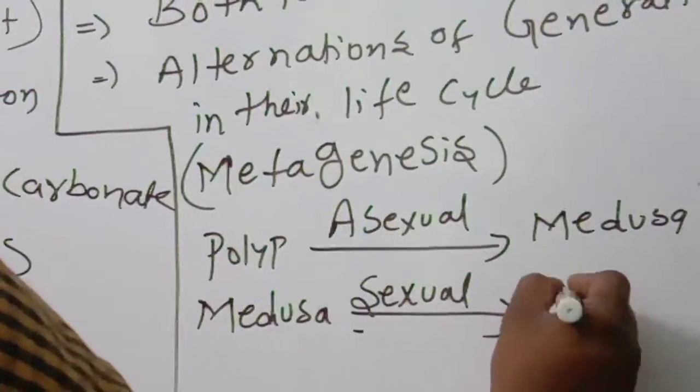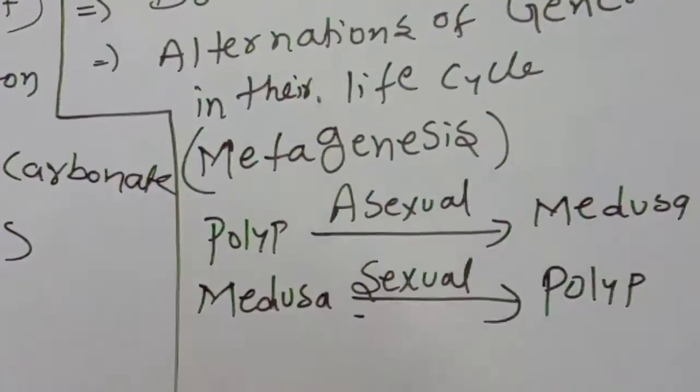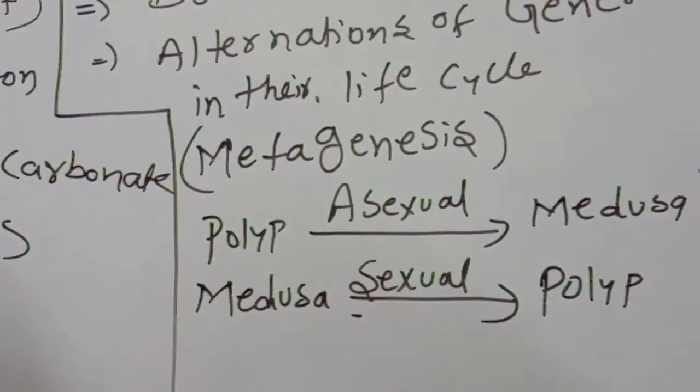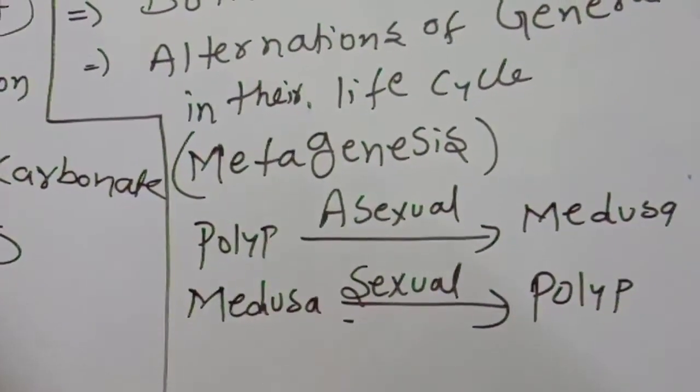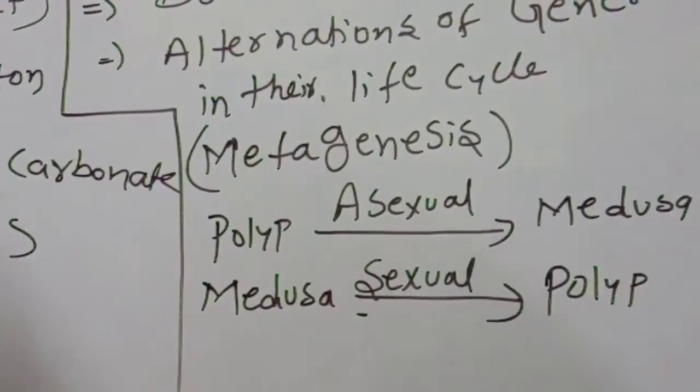Medusa produces the polyp sexually. This we have to remember. Polyp produces the medusa asexually, and medusa forms the polyps sexually. This one you have to remember.